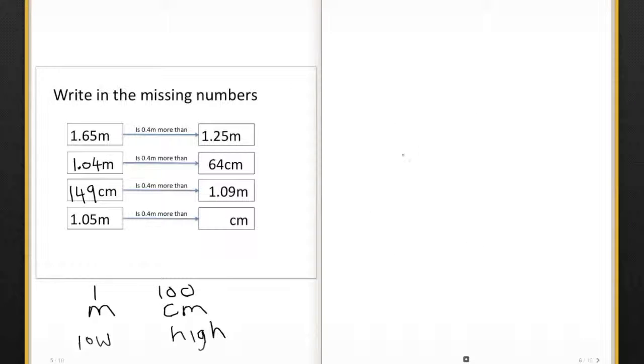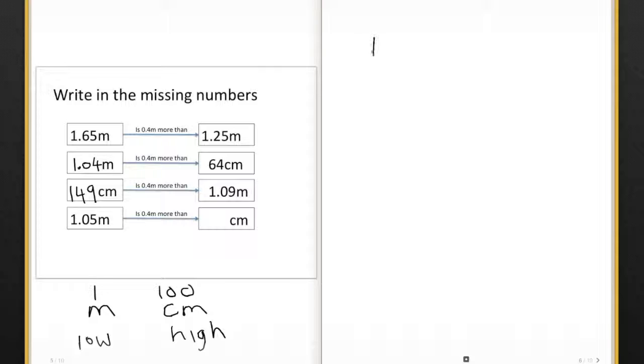Last one. 1.05 metres is 0.4 metres more than some centimetres. So what I'm going to do is, because these are both in metres, I'm going to add them together first, and then I'm going to take it away, because this is going to be less, isn't it, than that, because this is more than that. So I'm going to take this away, and then I'll change the answer into centimetres once I've finished.